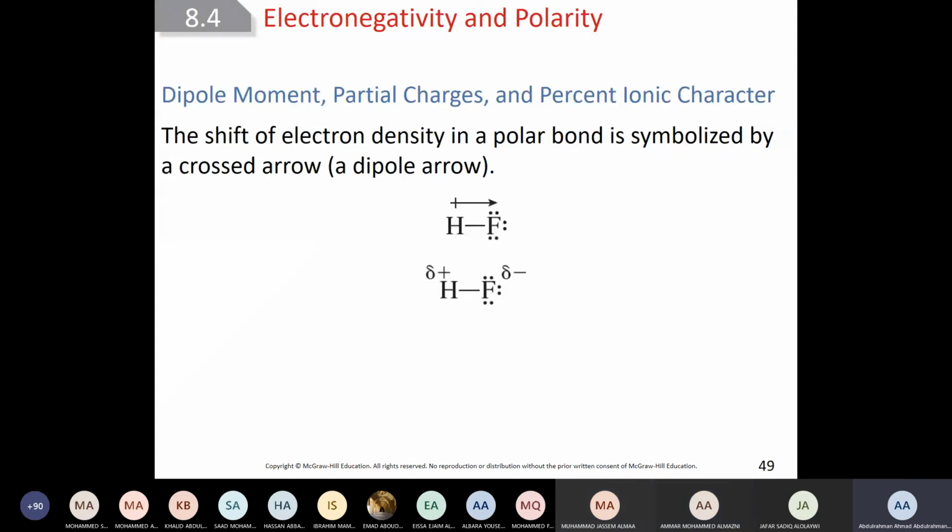Now, when we have a polar bond, we draw it this way. We put an arrow, look at the arrow here, toward the partial negative. And we put a plus on the partial positive. That's how we draw a polar bond. And as I told you, we put partial positive on this one and partial negative on this one. This arrow here is a type of force. This force is called dipole.